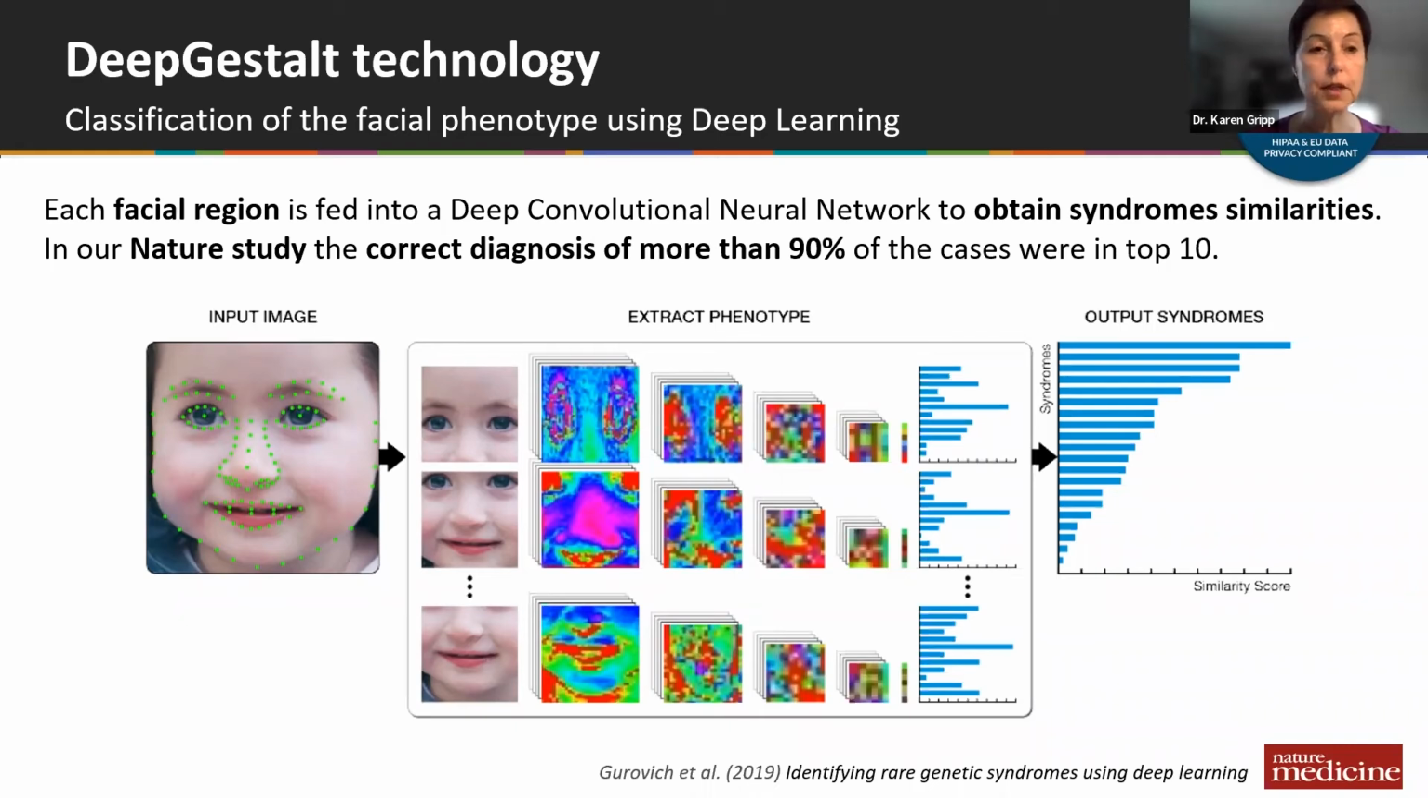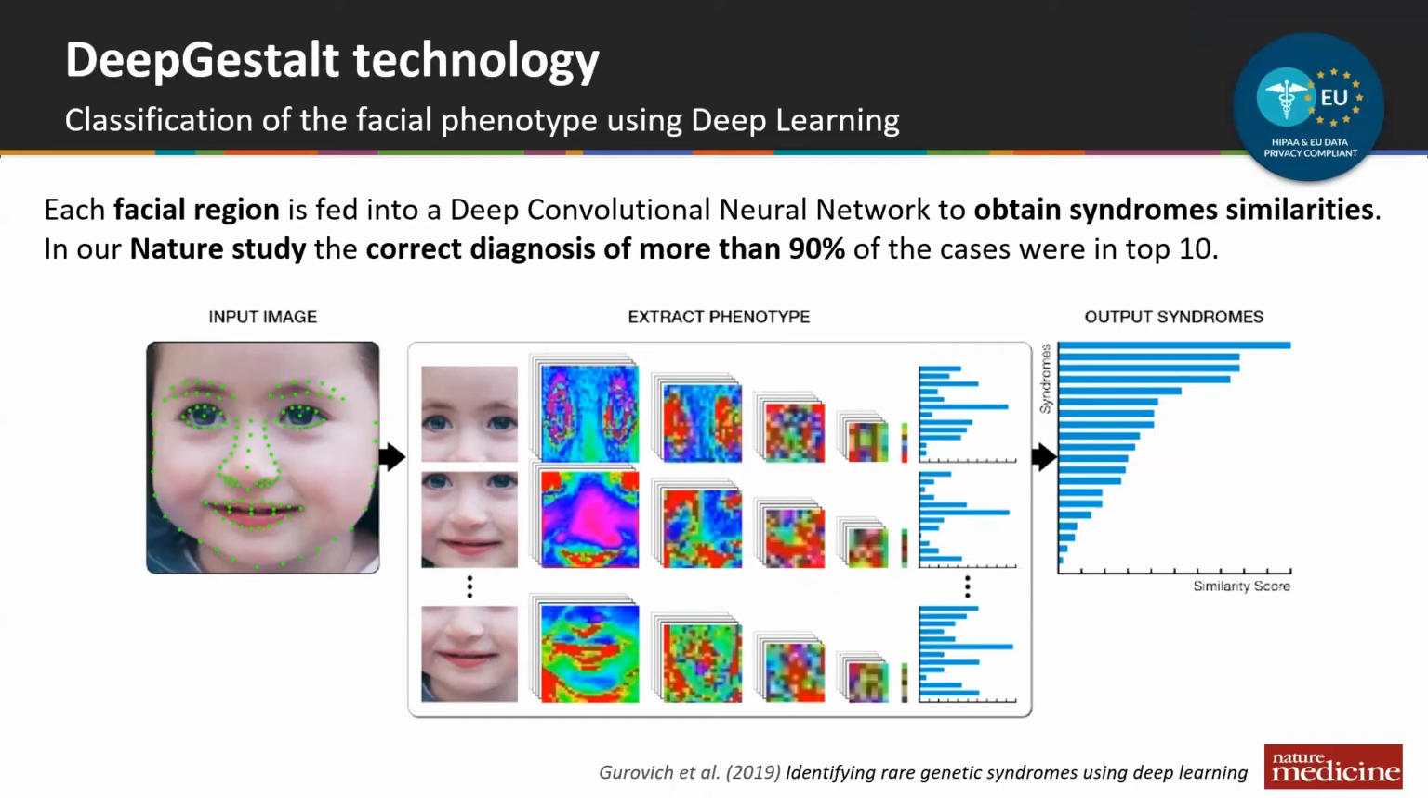So the output that you will see is a ranked list of syndromes, with the highest ranking syndrome being the one that's most similar to the facial features in the patient you are currently looking at. So that is what you are used to. This is how rare syndromes can be assessed using the Deep Gestalt technology in Face2Gene. And as you know, this information has been published.